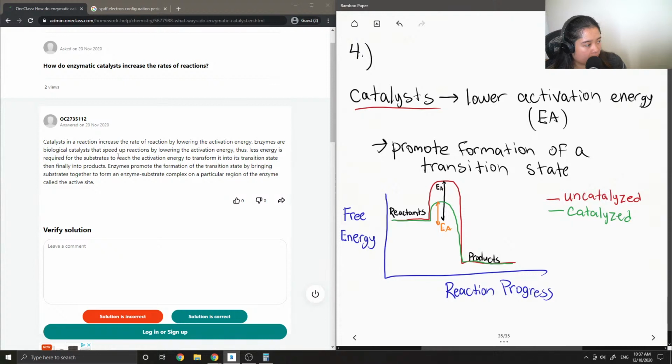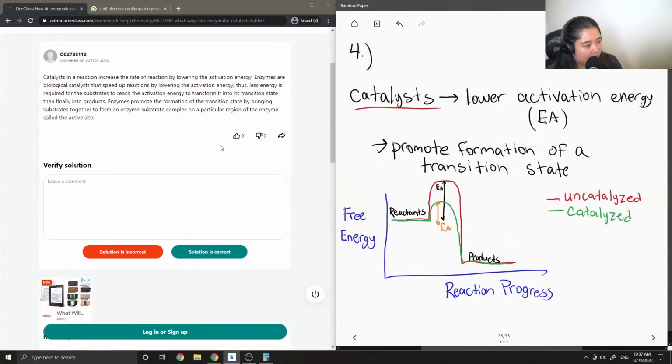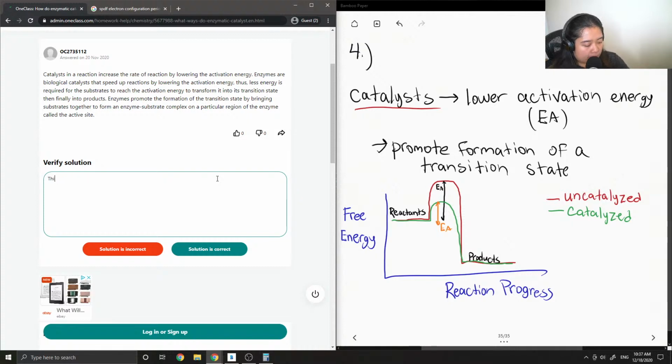And the junior tutor said, catalysts in a reaction increase the rate of reaction by lowering the activation energy. Enzymes are biological catalysts that speed up reactions by lowering the activation energy. Thus, less energy is required for the substrates to reach the activation energy to transform it into its transition state, then finally into products. Enzymes promote the formation of the transition state by bringing substrates together to form an enzyme-substrate complex on a particular region of the enzyme called the active site. Yep, so the solution is correct.